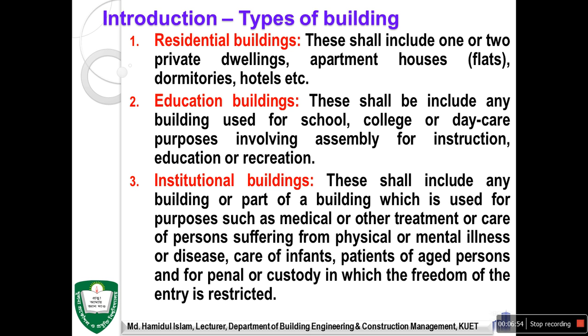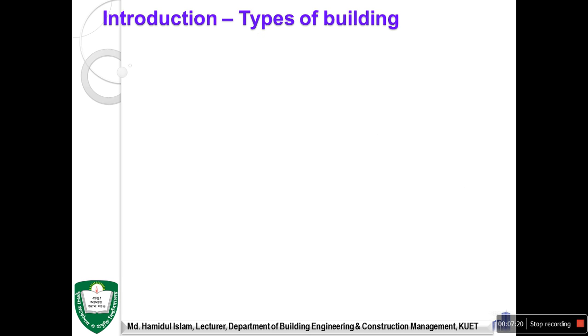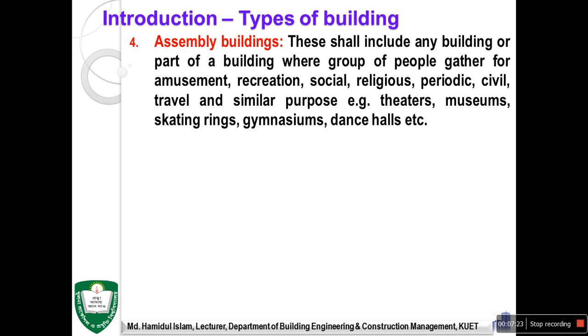So, an institutional building is a building in which mental or other patients may be cared for, care of infants, aged persons, and for penal or custody persons, in which the freedom of entry is restricted. And fourth, assembly building.